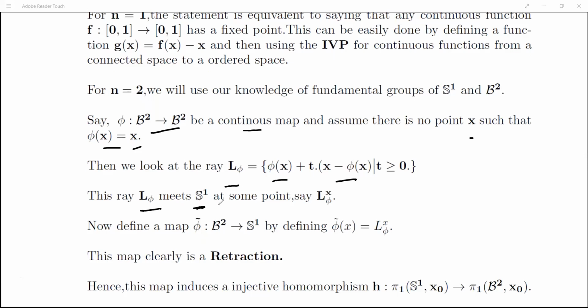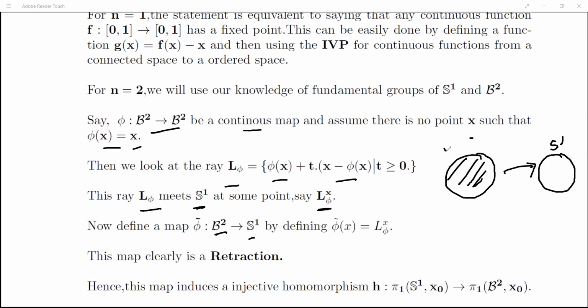That ray meets your circle at some point, say L_x phi, and by that you have a map from B2 to S1. So this is your closed disk, and from here you get a map to the boundary of B2, which is just the circle.